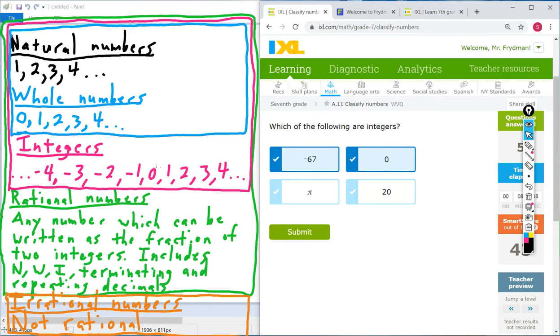0 is an integer. In fact, I wrote it right over there. 20 is also an integer. If I were to continue this far enough to the right, eventually I would get to 20.